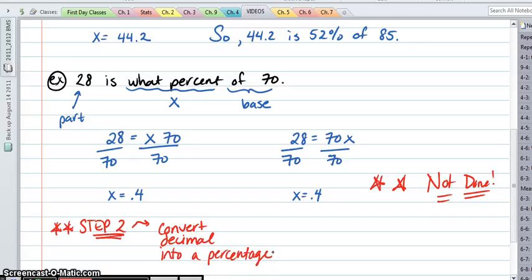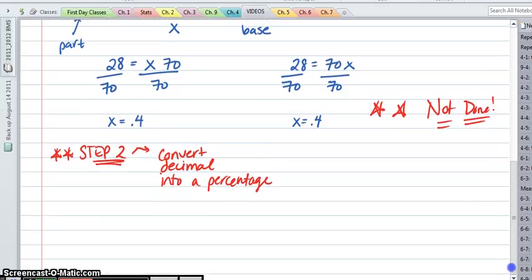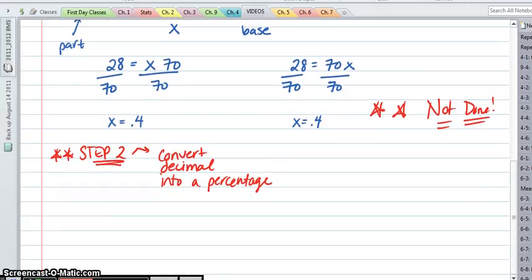It is true that 0.4 times 70 gives you 28, but remember, going back to the equation, it's part equals that decimal times the base. That decimal needs to be converted into a percentage if we actually want to answer the question of what percent. So you take your 0.4, you multiply by 100, voila, we know our quick tricks of moving the decimal over twice, and we will get 40%. And that does make sense because, like I said before, 50% of 70 would be 35, and 28 is a little bit less than 35.